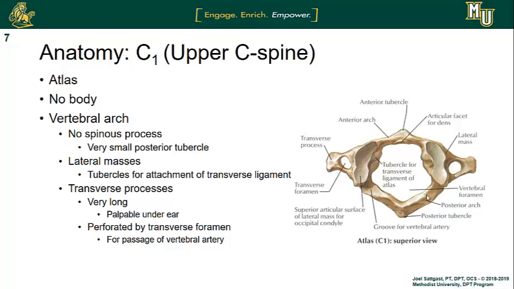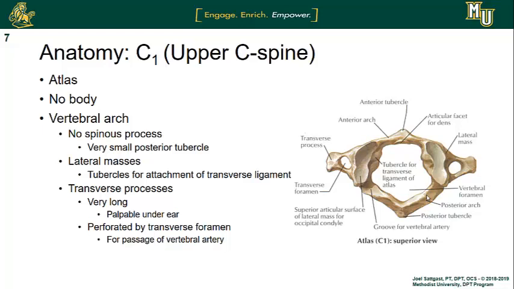which serve as the articular surfaces for the occipital condyle. And so those lateral masses are concave, whereas the occipital condyles are more convex. The transverse processes of C1 are quite long. You notice this in lab, that you had to be quite a bit lateral, and they're actually palpable just under the ear, anterior to the sternocleidomastoid and the mastoid process.